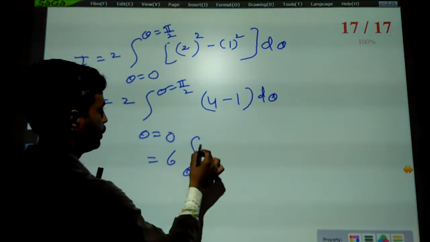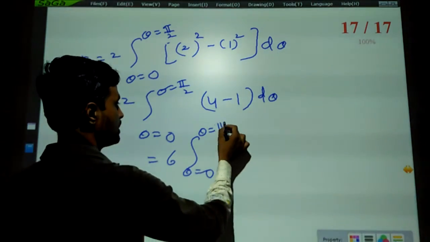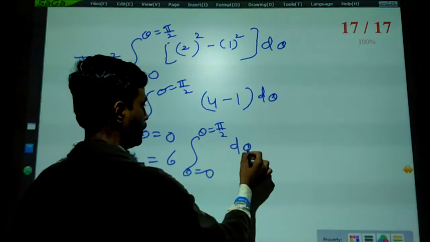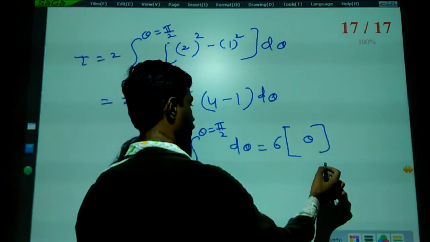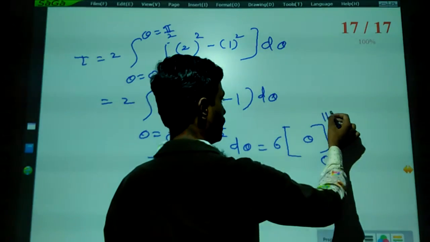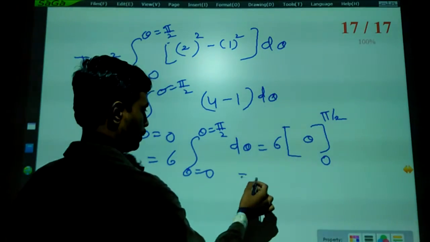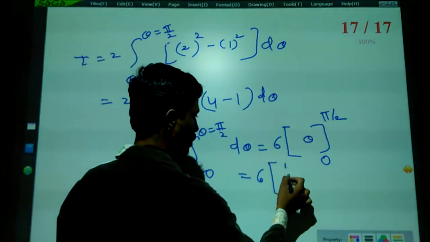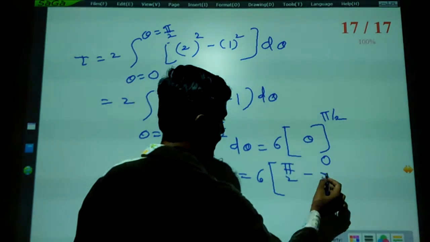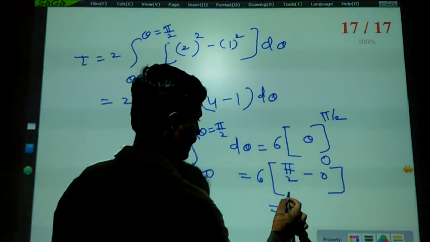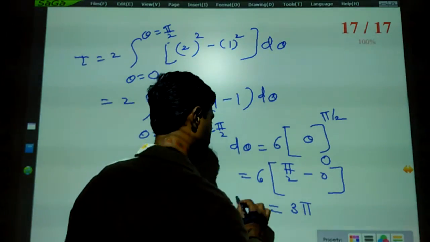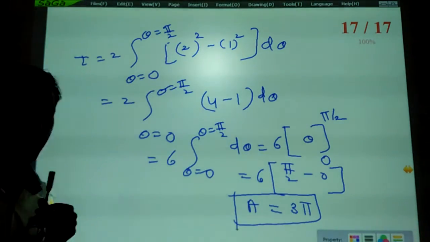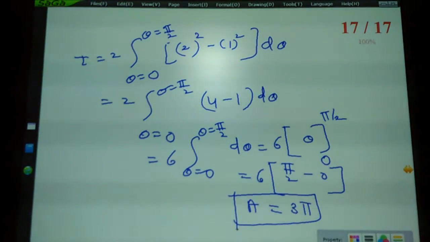Theta from 0 to 5 by 2, d theta. 6 into theta, lower limit 0, upper limit 5 by 2. 6 into 5 by 2 minus 0. So you will get 3 pi. 3 pi is the area between those two circles. Is it clear, everyone?